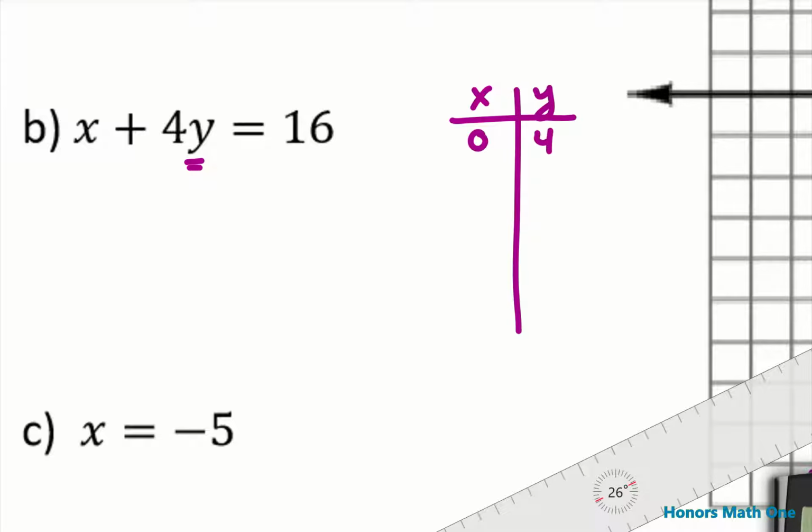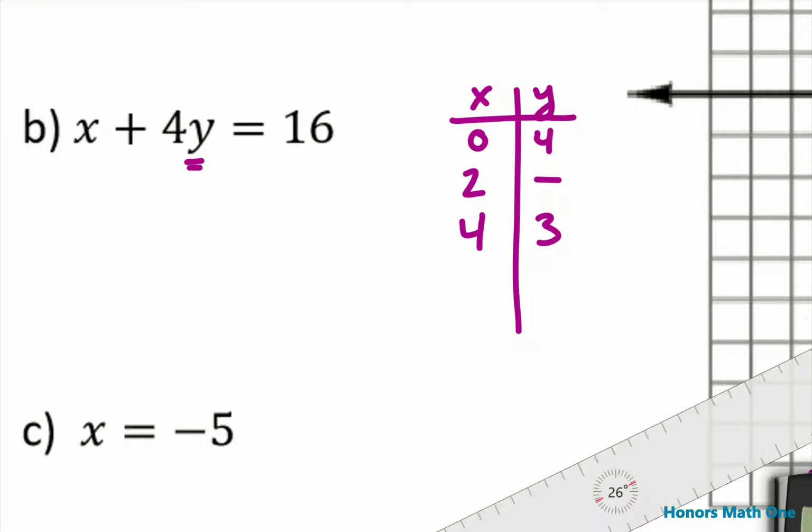If x was the number 2, 14 plus 2, what would y have to be? That would be 14 divided by 4, which is not a nice number. It's not a clean number. Let me go to the number 4 instead. If x is 4, I need to get 12 more, so y would have to be 3. I think this is a fraction here, that's right.